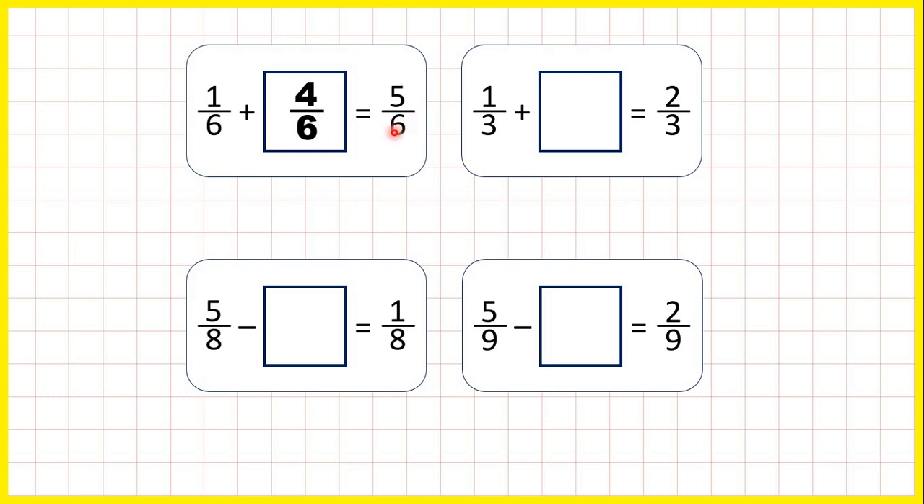And that makes sense because if we have a missing number addition, we can use subtraction to find our missing number, and 5/6 minus 1/6 is 4/6.